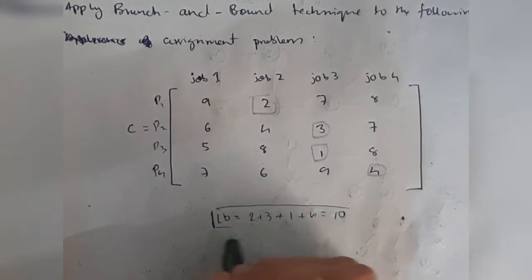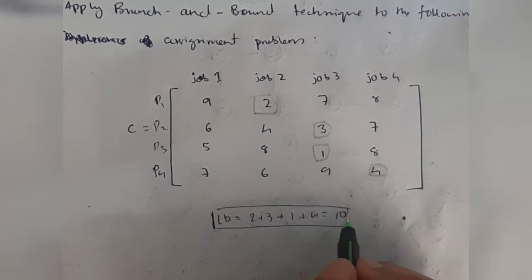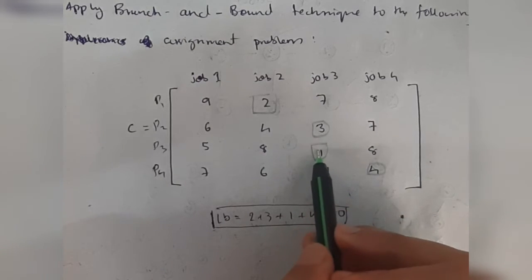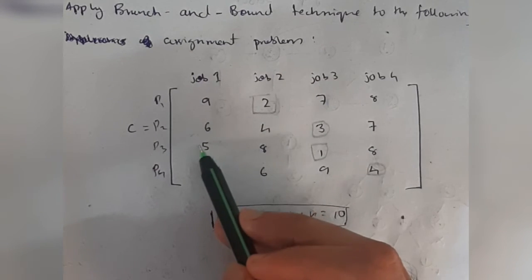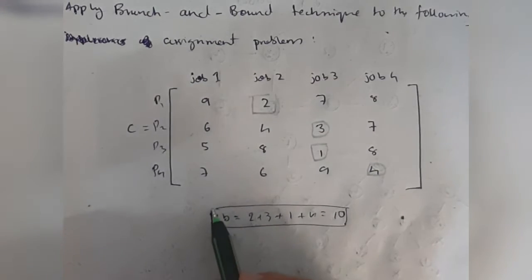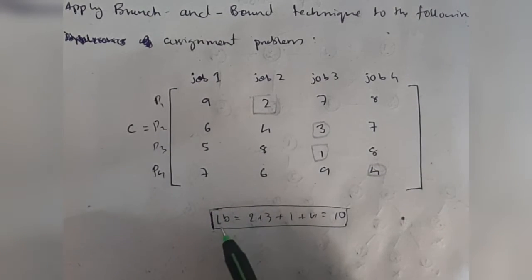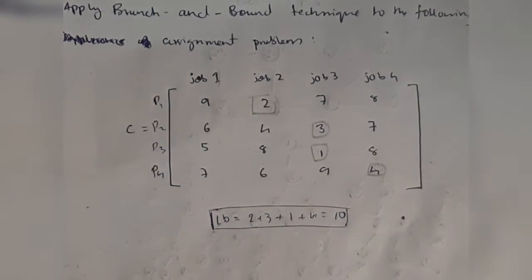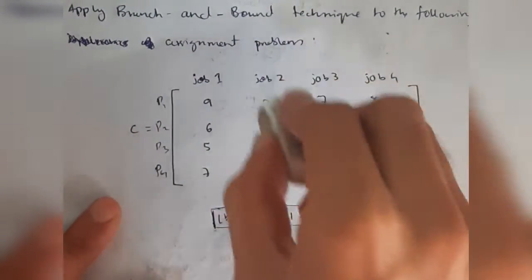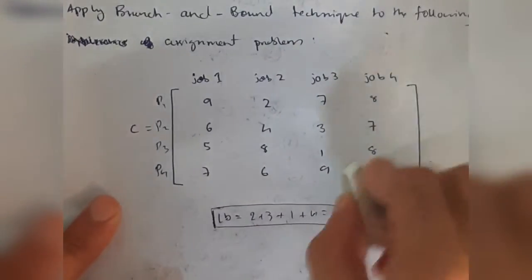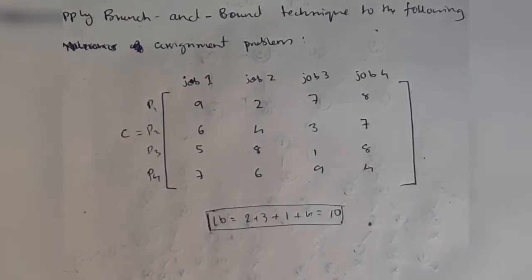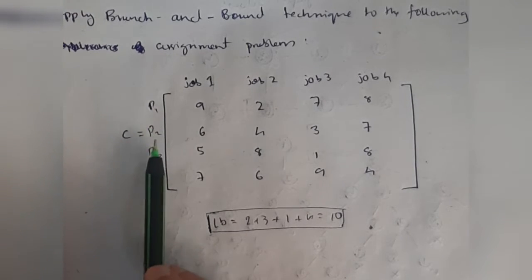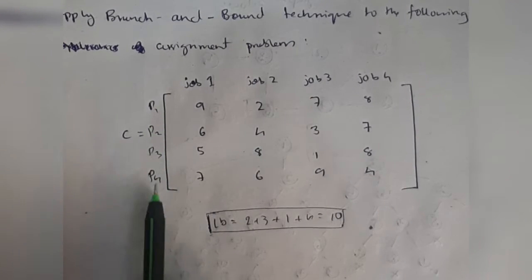After writing this, we'll be seeing if it's possible or not. It's not possible because P2 and P3 are getting the same jobs, and job 1 no one is getting. So this solution is not possible. So let's start the sequence of steps. Firstly, we'll be selecting P1 J1. See, we'll be starting from person 1. We'll be assigning the jobs to person 1 first, then we'll be moving on to person 2, then to person 3, and then to person 4.